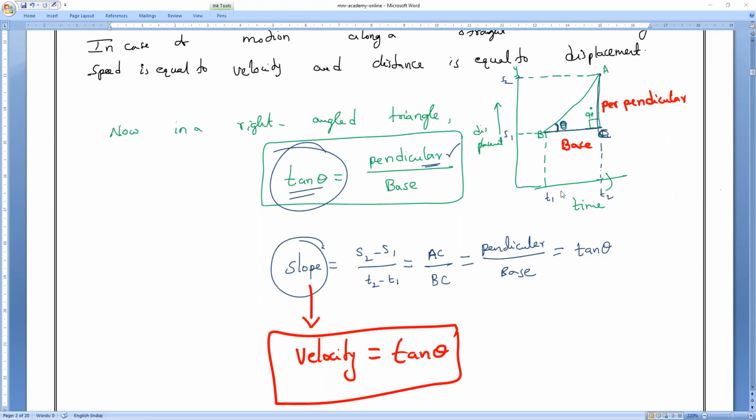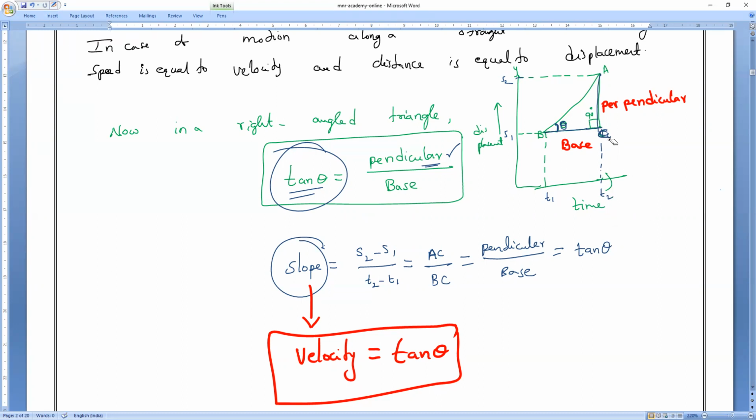Sir, be very careful. Now, once again, I'm repeating. See that slope is equal to S2 minus S1 divided by T2 minus T1. So we know that S2 minus S1 is AC, and T2 minus T1 is what, guys? T2 minus T1 is BC. Clear, all of you?